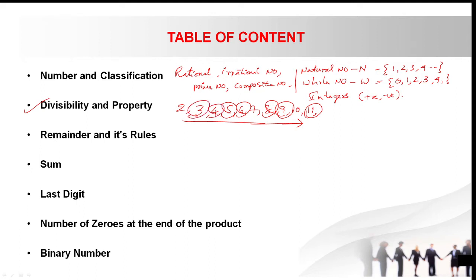We are going to discuss each and every divisibility rule, and I am going to explain the divisibility rules for 128, 81, and so on. For numbers like 128 and 81, I am also going to explain how the divisibility rules are applicable. Then comes the third one, that is remainder and its rule.